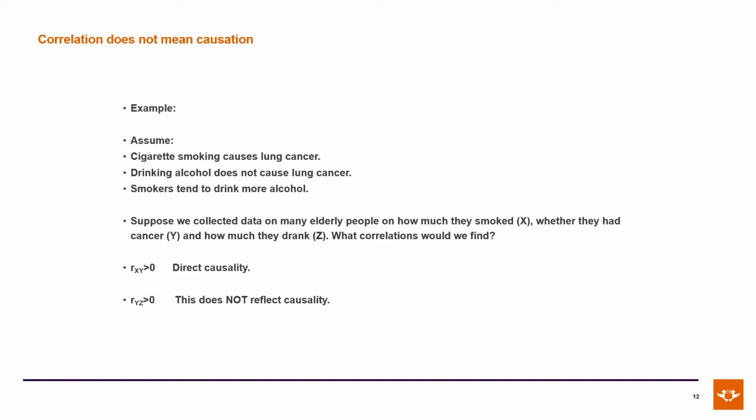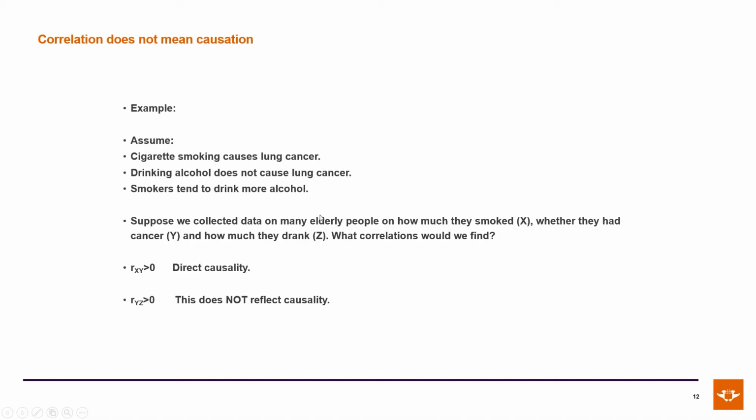Assume the following. Assume that cigarette smoking causes lung cancer. Also assume that drinking alcohol doesn't cause lung cancer, not to a significant level anyway. And also assume, and this is just an assumption, it might not be the case, but just for the purposes of this example, that smokers tend to drink more alcohol than non-smokers. Suppose we collect data on elderly people on how much they smoked, X, whether they have lung cancer specifically, Y, and how much they are drinking, Z.